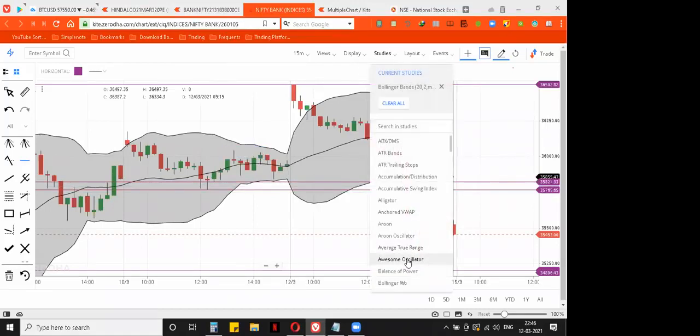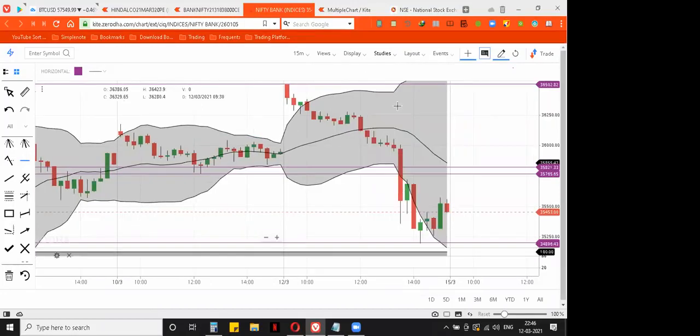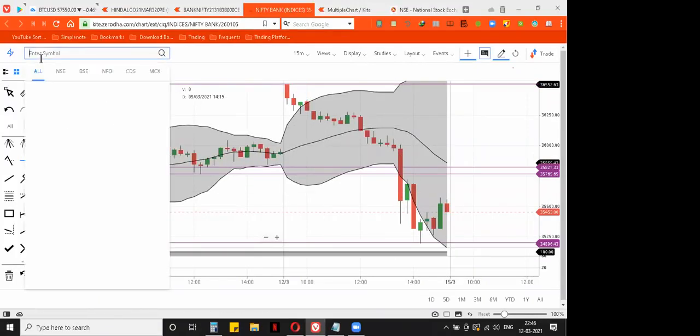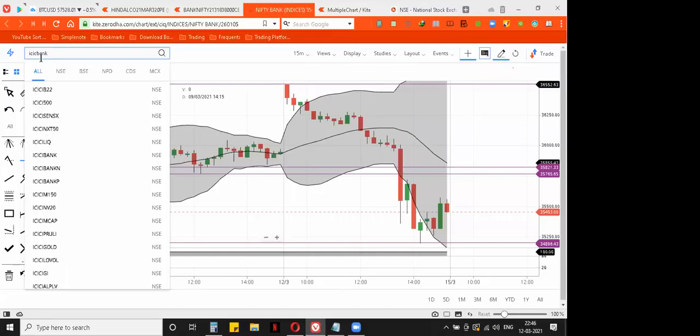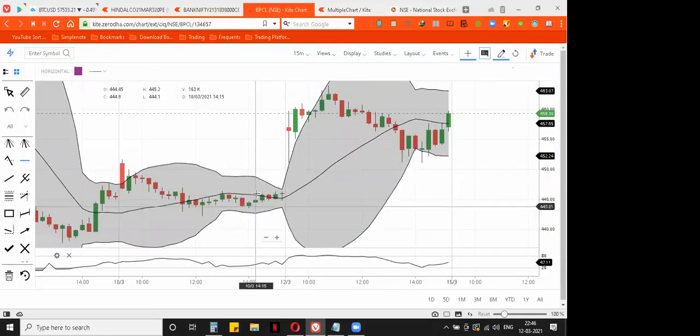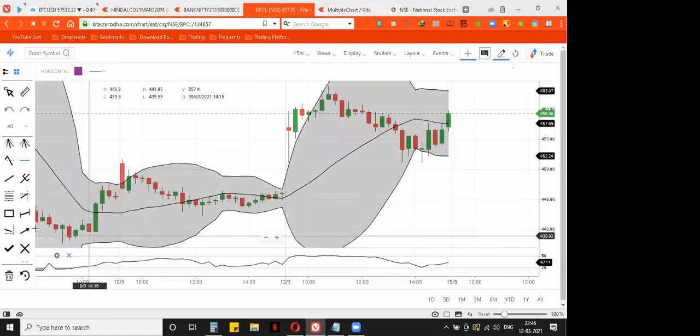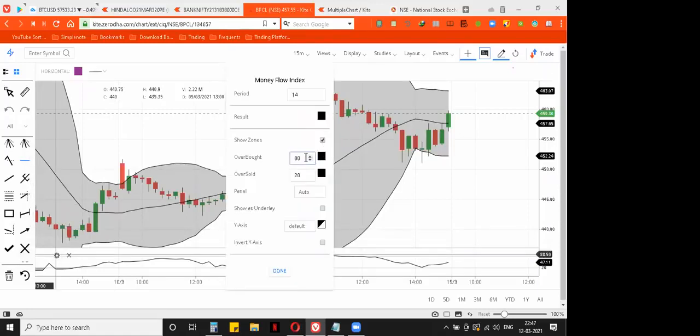Right. So what you do is, you add a Money Flow Index to this. Oh, this is on the index, I'm sorry. So let me take a stock. ICICI Bank. We could take BPCL itself, or Hindalco. Let's take BPCL for instance. See, at this point, when the Bollinger Bands are getting squeezed, you know that the volatility is pretty low. I'll change the Money Flow Index settings slightly. I'll make this 50.